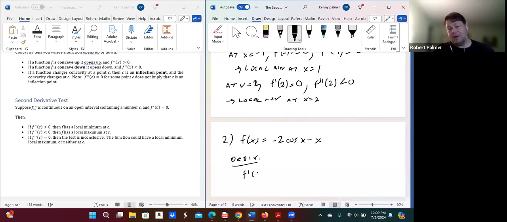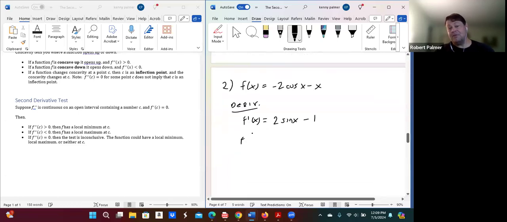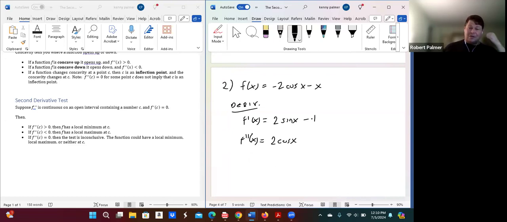All right, so f prime of x: remember, you have a -2 out front. The derivative of cosine x is negative sine of x. And so that's going to be positive 2 times the sine of x, minus 1. The derivative of negative x is -1. Then the second derivative: take the derivative of the first derivative, and the derivative of sine of x is cosine x. And of course, the derivative of -1 is 0, so that's just 2 times the cosine of x.